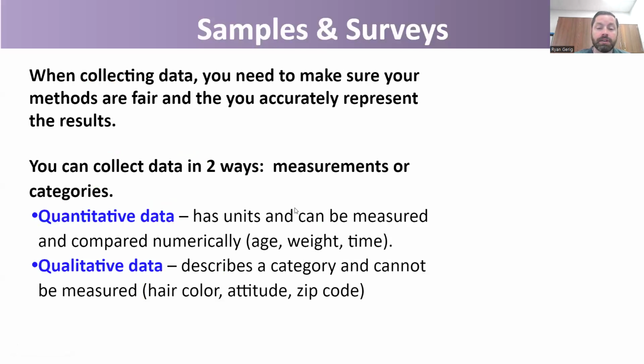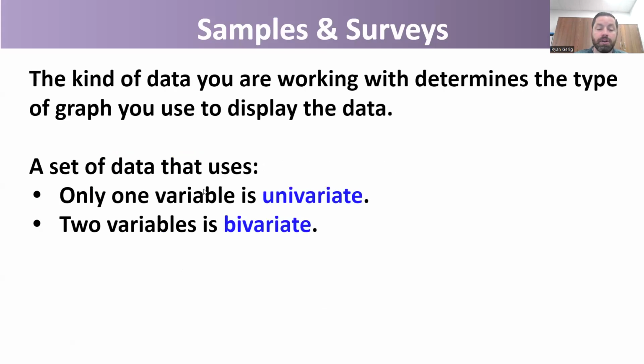Okay. We then looked at samples and surveys. When collecting data, you need to make sure your methods are fair and that you accurately represent the results. And we looked at qualitative versus quantitative data, quantitative being measures using numbers, qualitative describes something. Then we looked at univariate versus bivariate data, one variable versus two variables.